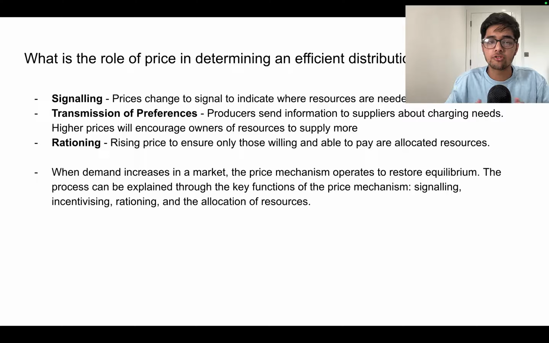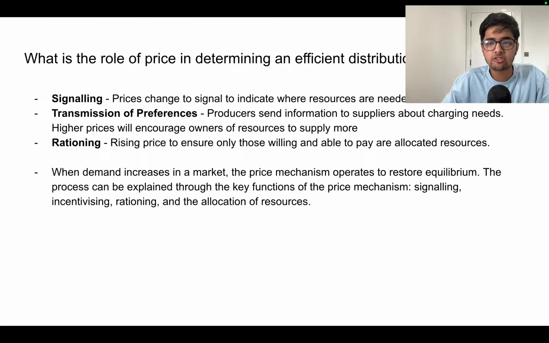Rationing is when producers raise prices to ensure only those willing and able to pay are allocated resources. It's often done when supply is very inelastic. For example, at a football match, supply is perfectly inelastic as it can't increase at all, no matter what the price is. Therefore, clubs may increase the prices to very high to ensure only those willing and able to pay are allocated tickets.